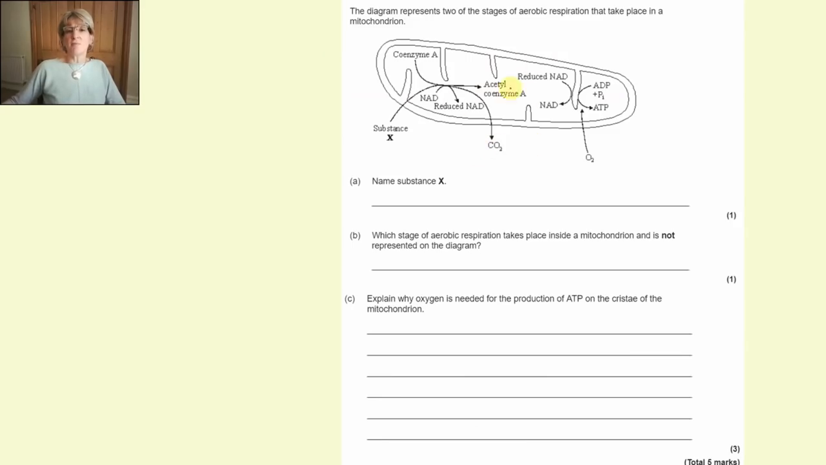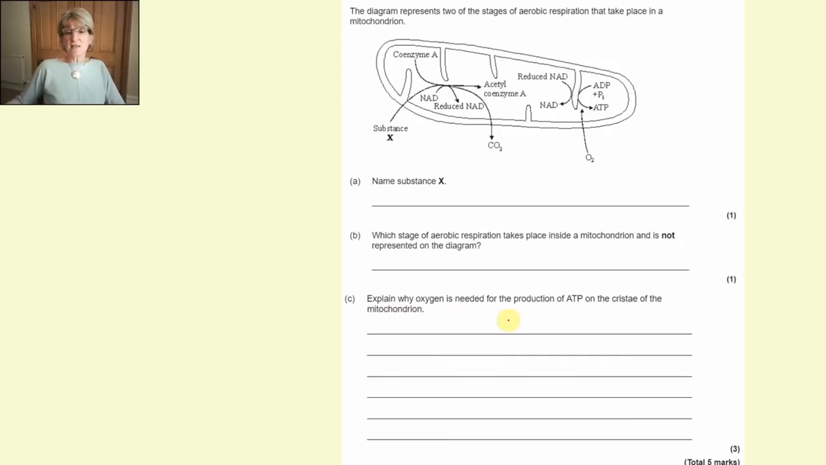Here we've got a diagram and it's showing stages of the aerobic respiration. So substance X, that is pyruvate, because only pyruvate can be actively transported into the mitochondria, glucose can't. Which stage isn't represented? Well, this is the link reaction, and this here looks like a very simplified version of oxidative phosphorylation, or the electron transport chain. So therefore, it's the Krebs cycle.